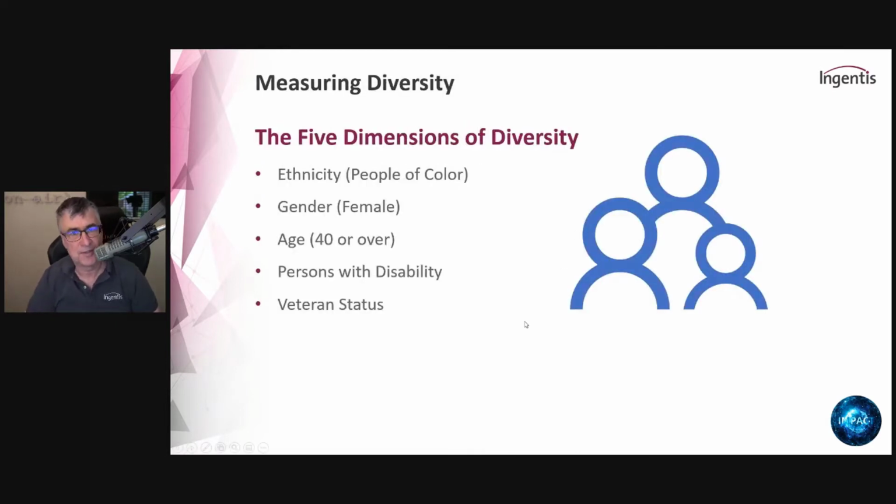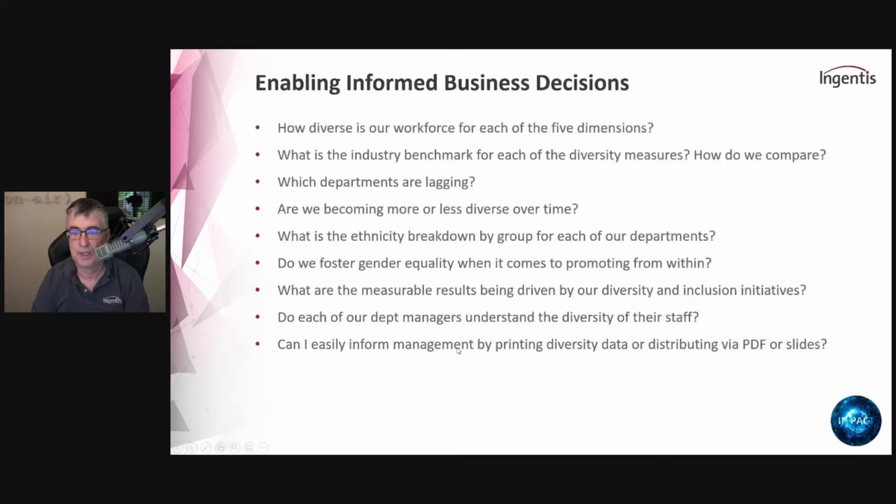For purposes of the data that we want to give to the HR leaders and managers, we're going to talk about those 5 dimensions of diversity that, in the case of the United States, are required for compliance reasons. So we're going to look at data around people of color, gender, age, which is 40 or over for the United States, persons with disability, and veteran status. Let's spend a moment to talk a little bit more about those data types and how we're going to make those available for use.